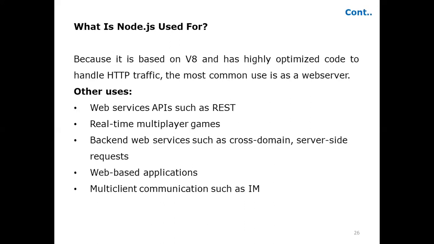And what is Node.js used for? As I said, the main purpose of Node.js, built on V8, is highly optimized code to handle HTTP traffic, most commonly used in web servers. Other uses are there too; we can develop APIs to integrate our services, as I said just now, and AWS SMS is required. We can develop APIs such as REST services, multiplayer games if you want to play, or backend web services such as cross-domain. The same backend service can be helpful.